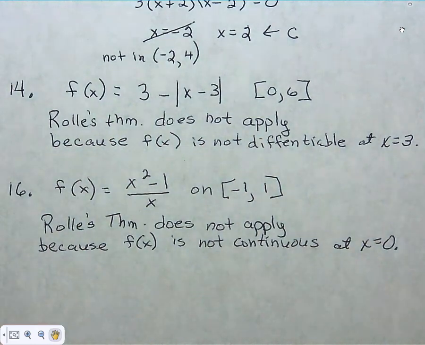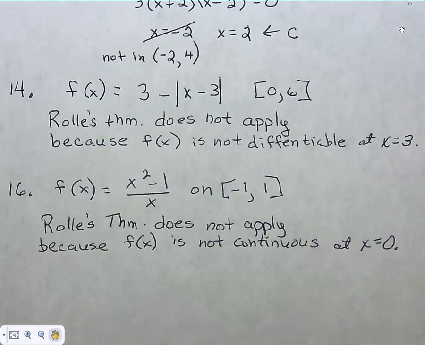If you gave me a different interval that didn't include 0, then maybe Rolle's theorem would apply. We would still have to check differentiability. But the only problem here is that 0, the only point where the function is discontinuous, is in that interval for which we have to have required continuity. It's not.